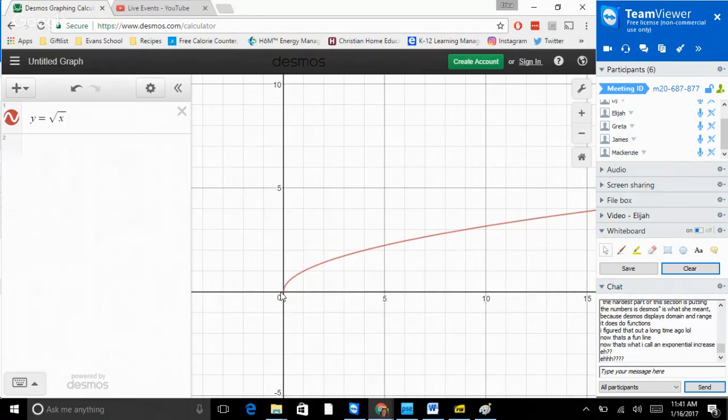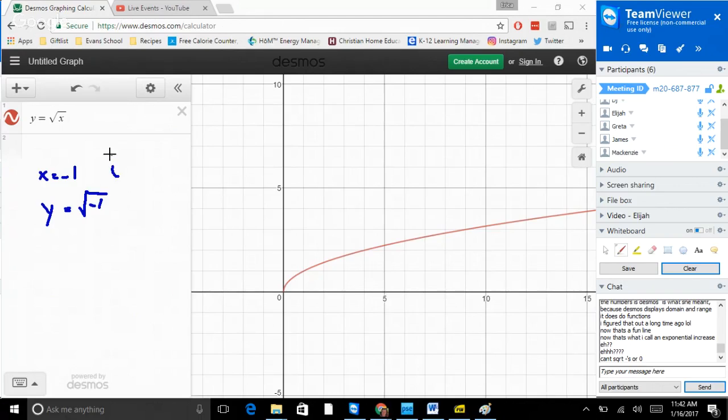Stops at 0. Why does it stop at 0? Well, think about it. If you have x equals -1, let's say x equals -1, then what you're asking Desmos to do is y equals the square root of -1. And we talked about this. You can't take the square root of negatives, right? Calculators get very cranky with the negative numbers, and that's why we have i.